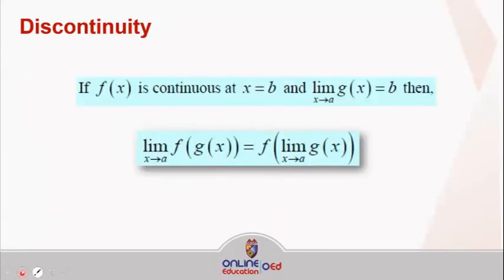For the continuity of composite functions, we said that if f of x is continuous at x equals b, and the limit of g of x where x is approaching a equals b, then the limit of f of g of x where x is approaching a is equal to f of the limit of g of x where x is approaching a. So this is just a rule.